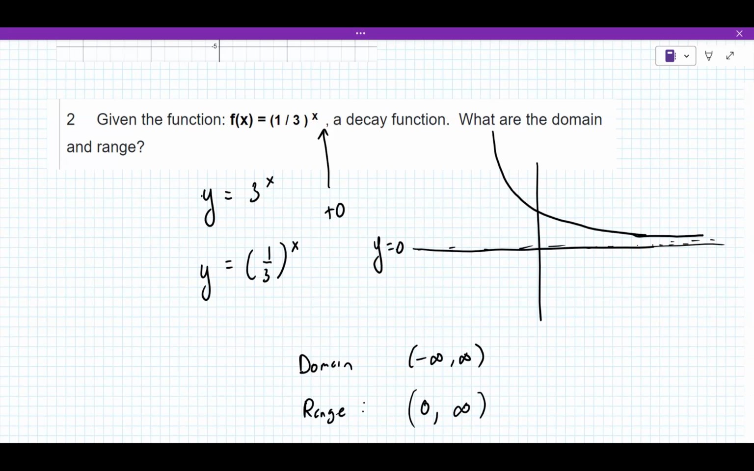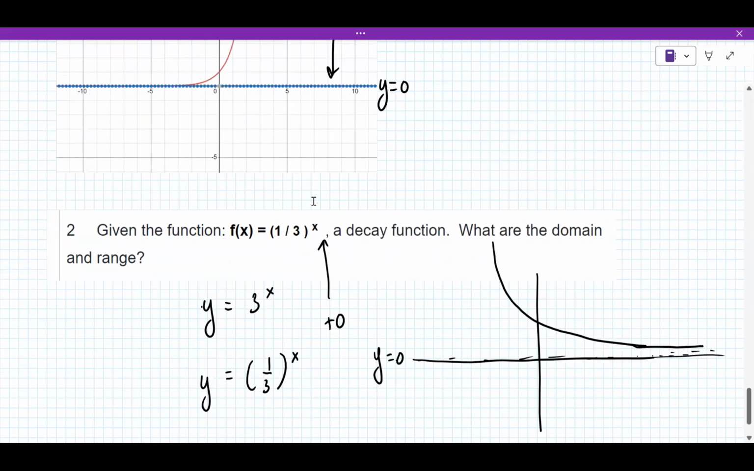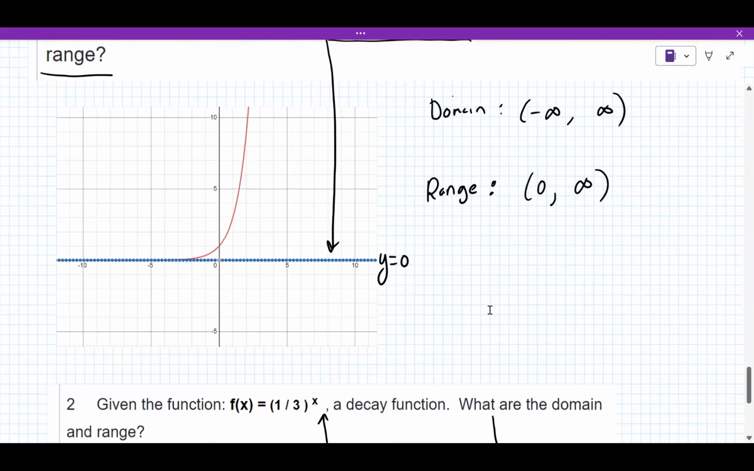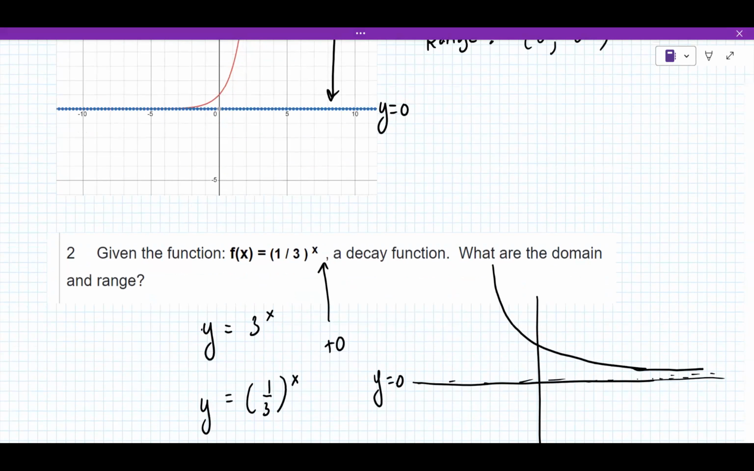Okay, that is it for number 2. I would definitely include a sketch of the graph with each of these. That definitely will help with justifying what you did.